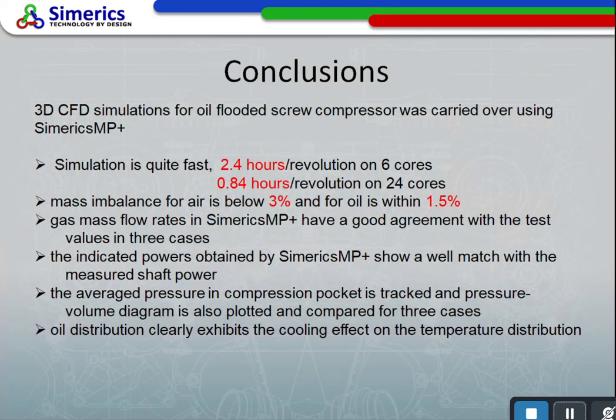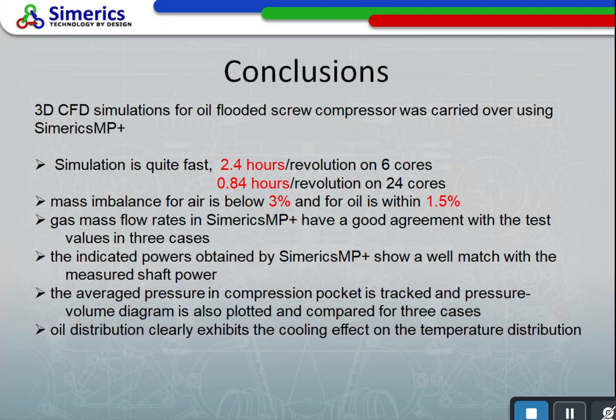Finally, we have some conclusions for this research work. The 3D CFD simulations for the oil-flooded screw compressor were carried out using Simerics MP+. The simulation is quite fast. It only takes 2.4 hours per revolution on 6 cores. If we use 24 cores, the simulation time is reduced to 2.8 hours.